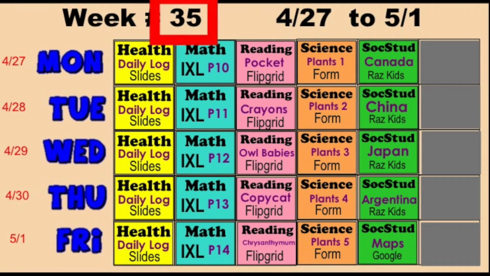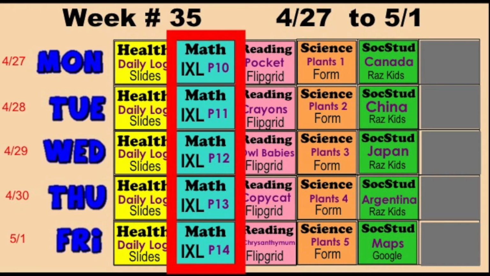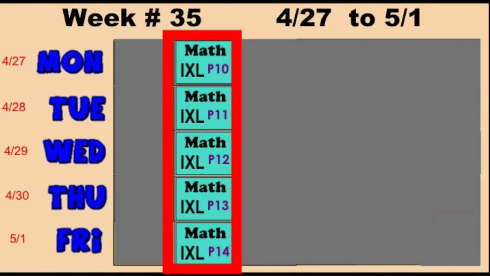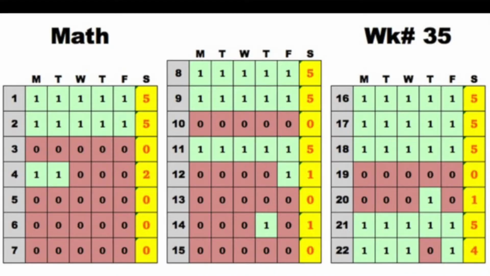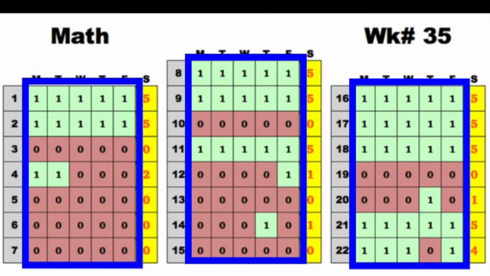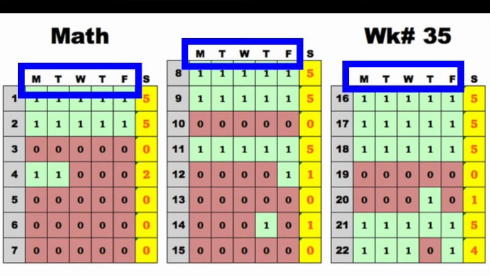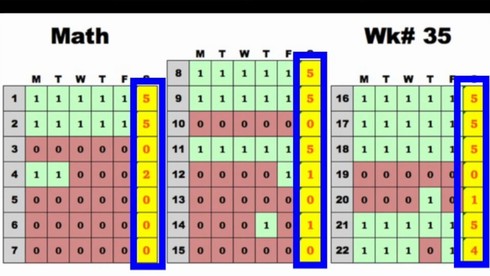Last week, which was week 35, in math, you did IXL P10 to P14. If you can find your name and number on this chart, you can see your math scores for last week. You each got 1 point for every day you attempted an assignment. This is your total score for last week in math.